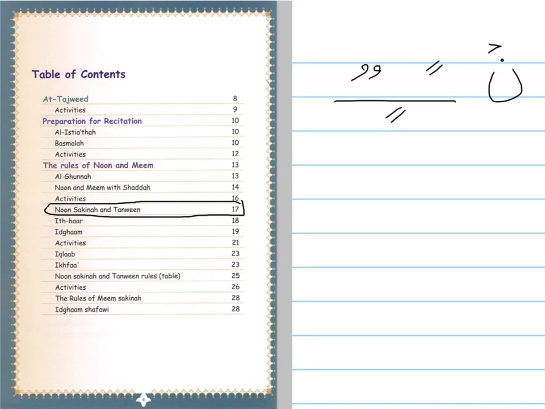Whenever we see this, we have to apply one of these four rules: either idhar, idgham, iqlab, or ikhfaa. In this podcast, we're going to cover the last of these four, the ikhfaa.